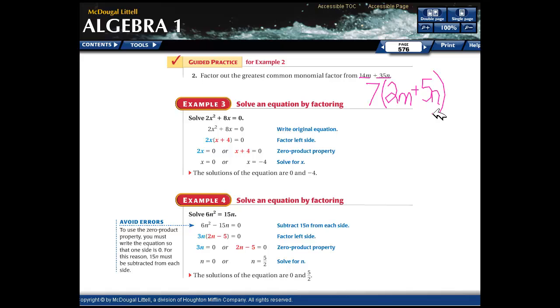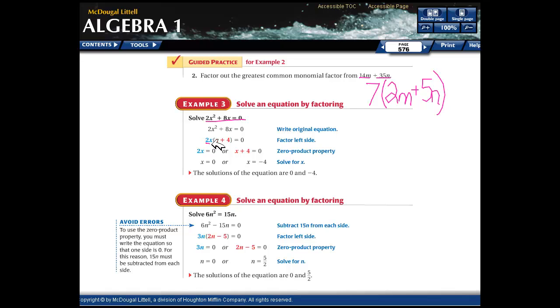So now, put those two things together. They are going to give you an equation such as this, and they're going to ask you to not only factor it, but solve it. So if you take 2x squared plus 8x, what can come out of both of those? A 2x, which leaves you with x plus 4. So now I have two factors, because these are being multiplied together.